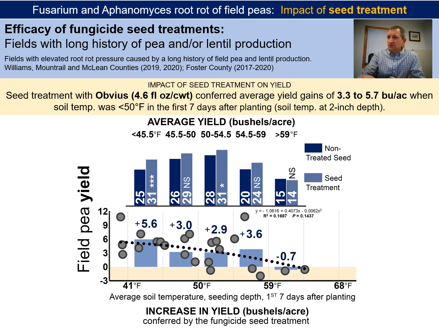Okay, now, on the lower part, you see a scatter plot. You see these little circles. Every one of those circles is the response that we observed in one planting date in one study. And this is the yield gain conferred, or the loss, conferred by that fungicide seed treatment in that planting date of that study. And what you can see right away is that the yield gain is highest in early planted peas, i.e. in cold soils.